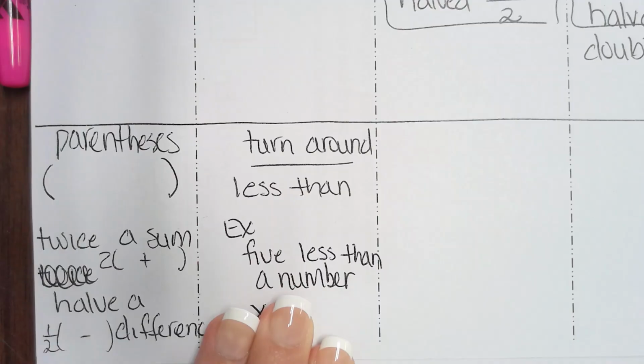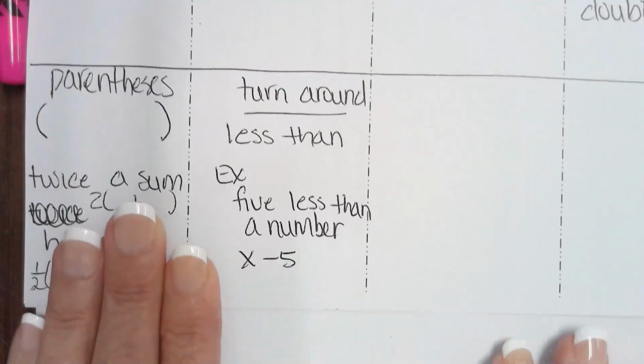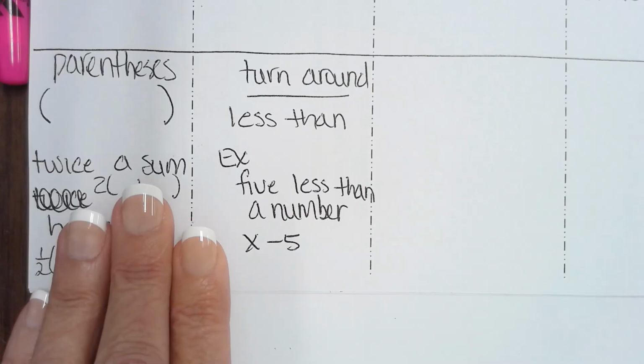5 less than a number. You may think that you write 5 minus x. But less than is actually a turnaround phrase. You actually write x minus 5. Does anybody remember that from last year? Okay, well, we need to remember that.